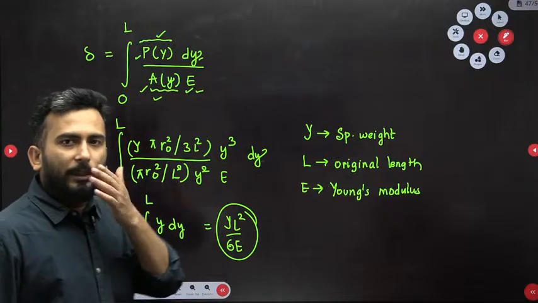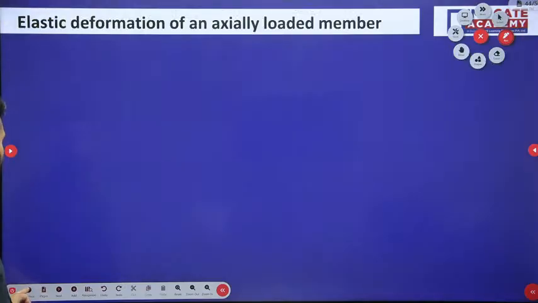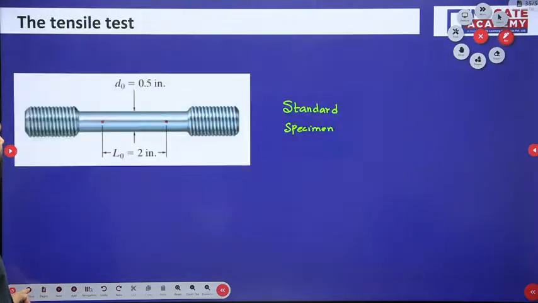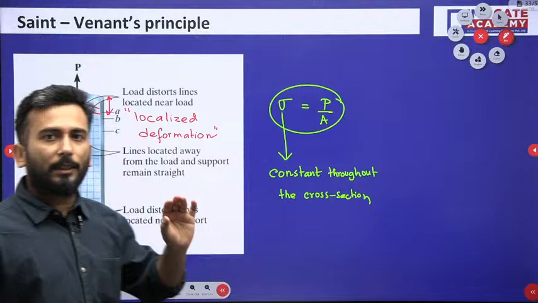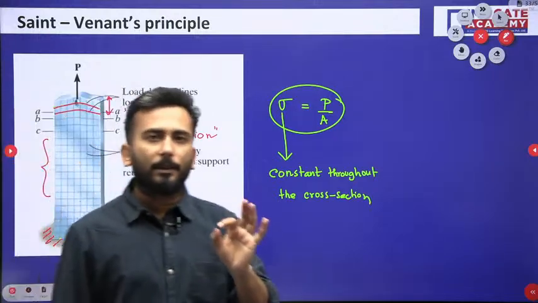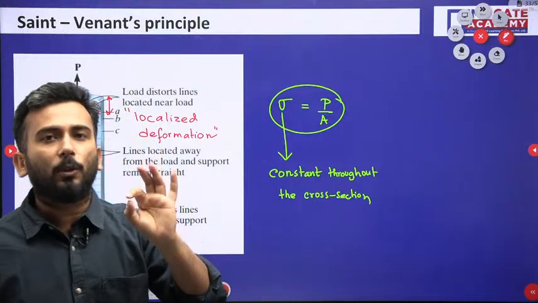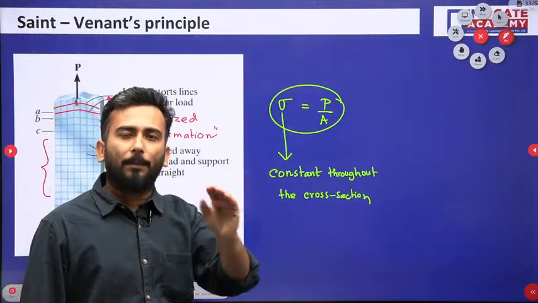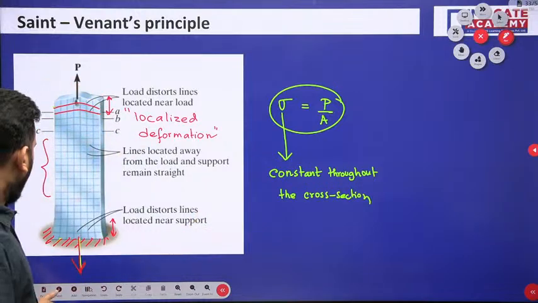So today what did we do? Today we have started with this question, normal stress, normal strain. Then we discussed Saint-Venant's principle. What is Saint-Venant's principle? That near the application of the load, we ignore the localized deformations, and this formula sigma equal to P by A is only applicable after some distance from the application of load.